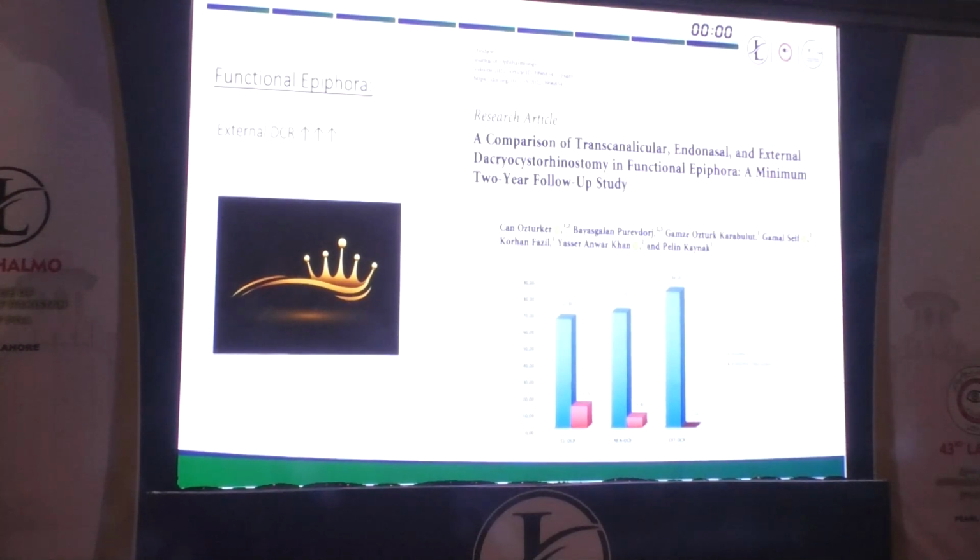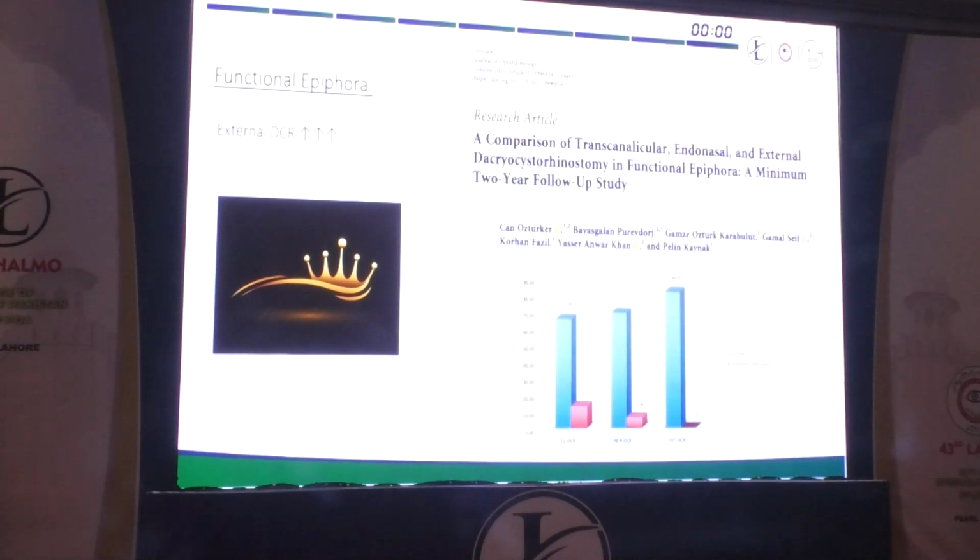And there's another study we made in cases with functional epiphora, comparing the same 3 groups of DCR. And the result was very surprising for us, because the groups were laser DCR, non-endoscopic endonasal DCR, and external DCR. And the highest success rate was seen with external DCR, over 80%.